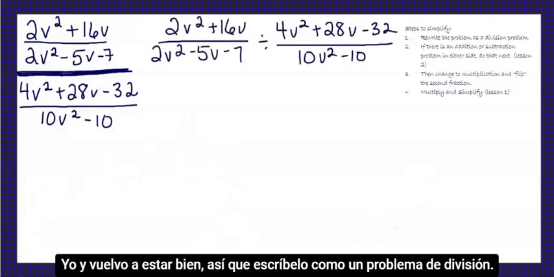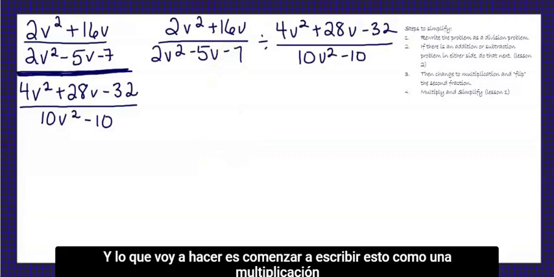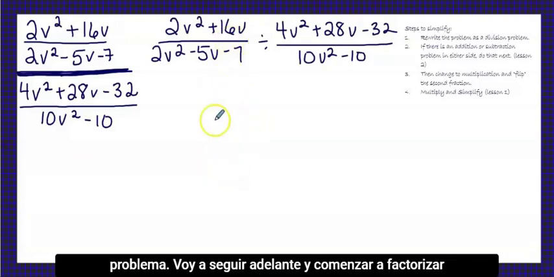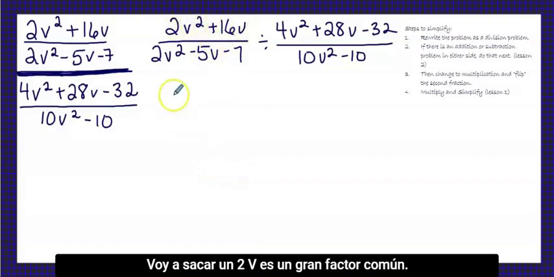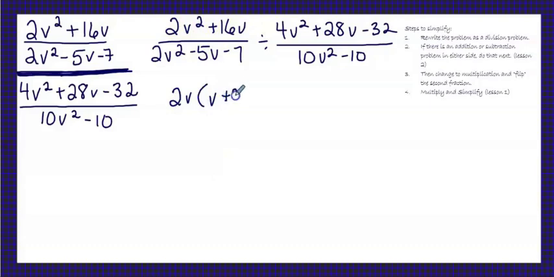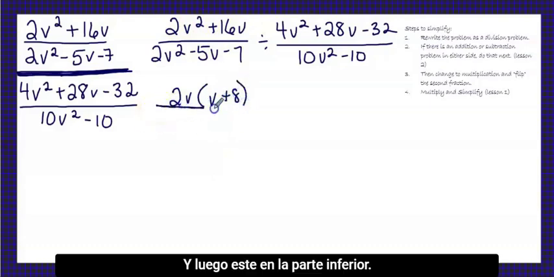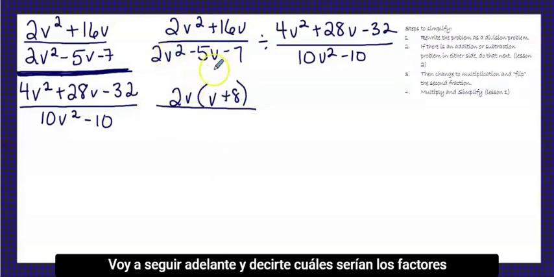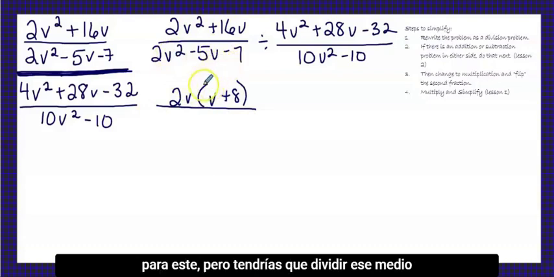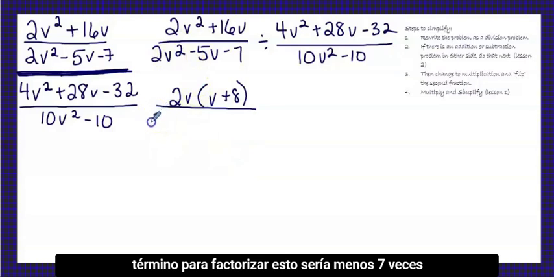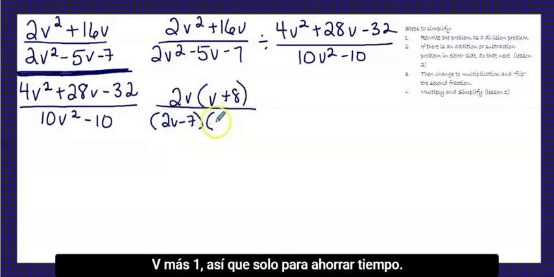Okay, so I wrote it as a division problem, and as I start to write this as a multiplication problem, I'm going to go ahead and start doing some factoring. On this one, I'm going to take out a 2v as a greatest common factor. And then the one on the bottom, I'm going to tell you what the factors would be, but you would have to split the middle term to factor this. This would be 2v minus 7 times v plus 1. So just to save some time.